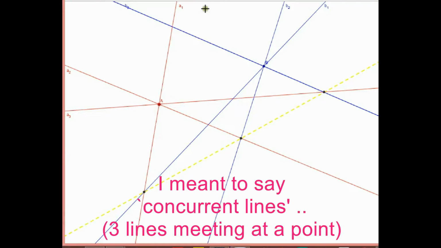Now in this case, basically it's the dual. It's the kind of dual of that idea. Rather than having two sets of three collinear points, we have two sets of three collinear lines. Lines little a1, little a2, little a3, all those three lines meet at point big A. And lines little b1, little b2, and little b3, they all meet at this point B.